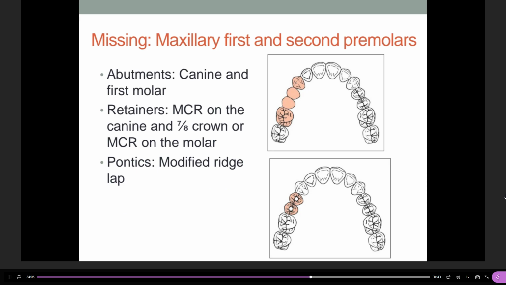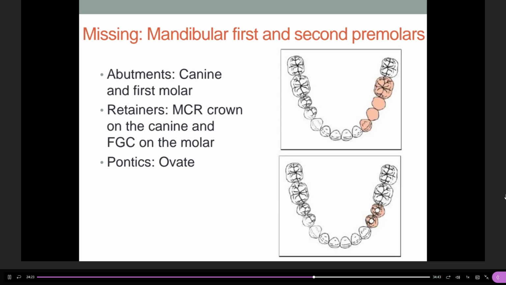Simple fixed prosthesis when two posterior teeth are missing, two maxillary premolars missing. So this is also a simple fixed prosthesis. The abutments will be canine and first molar. If you go for implants, you will place two implants for the same. Mandibular first and second premolar are also a simple fixed prosthesis. Abutments will be similar, canine and first molar.